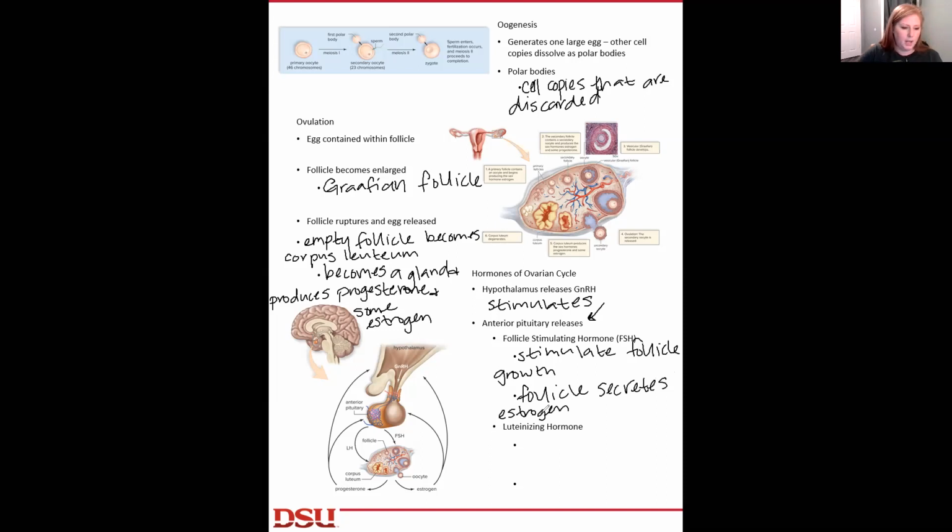Okay. Then we have luteinizing hormone. In women, the luteinizing hormone is going to trigger ovulation, which is the release of the egg. And again, the ruptured follicle is going to become the corpus luteum.